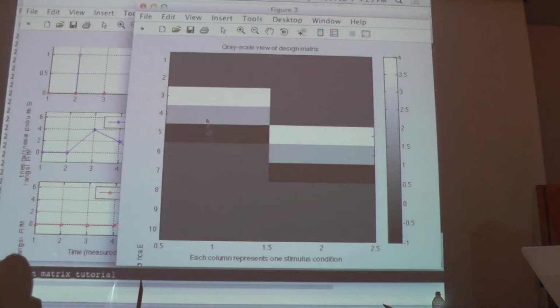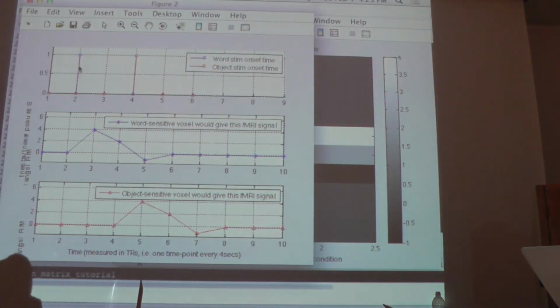So each column here is a regressor, meaning it's a prediction for what ought to come out of a voxel if it were responding to, for the first column, the first of our conditions, and for the second column, the second of our conditions.